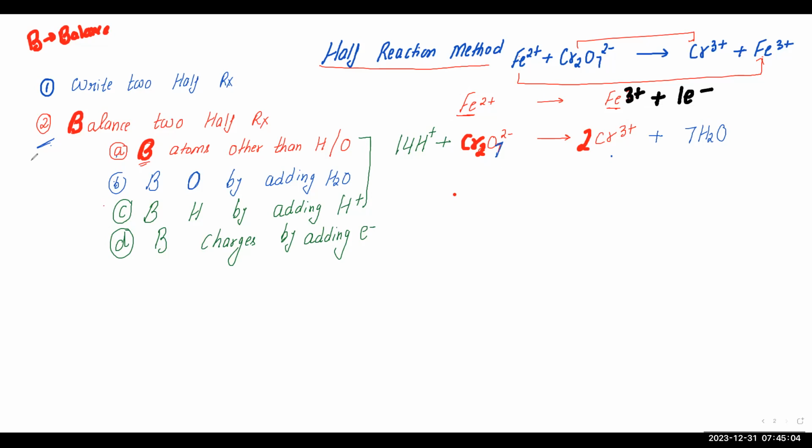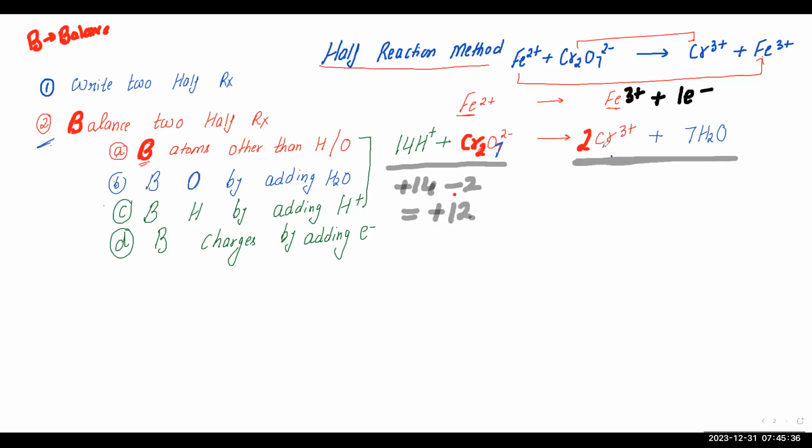Now let's work on the charges in the second one. So we are going to check the charge here. What's the total charge here? Plus 14. See this 14H+. And this is 2 minus. So how much is the total here? Plus 12. Total is plus 12, right? Okay. When you're talking about charges, though, put plus and minus.